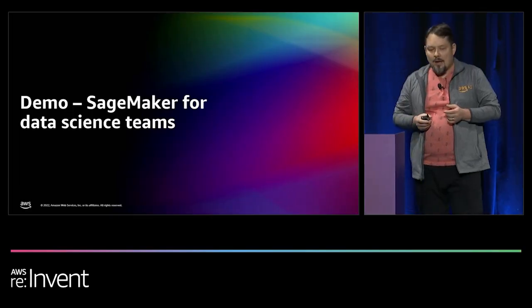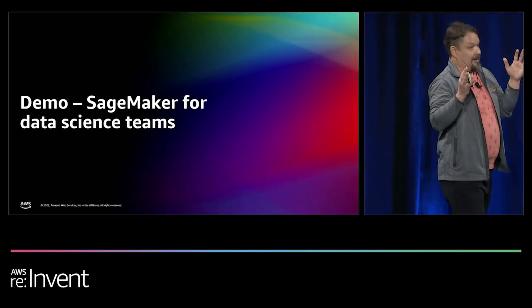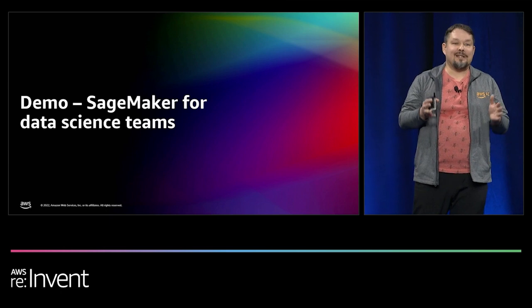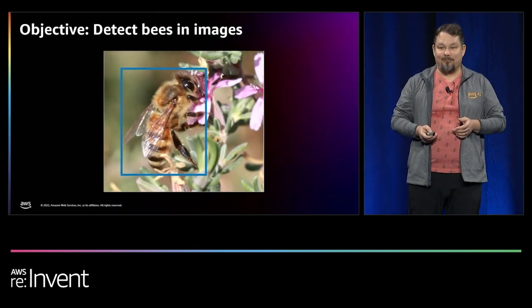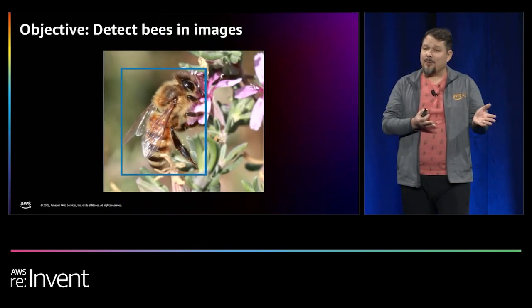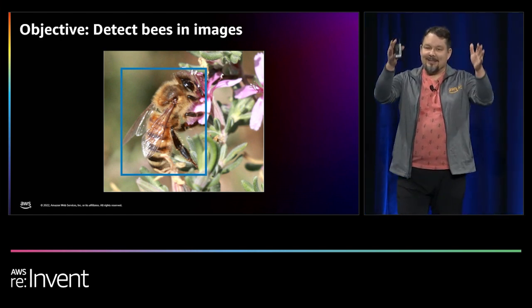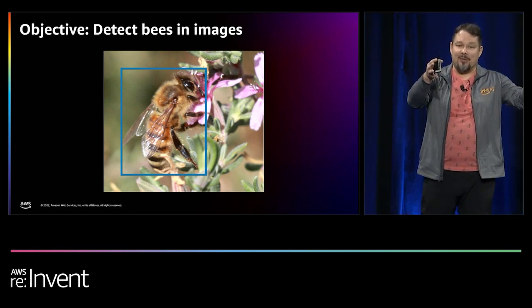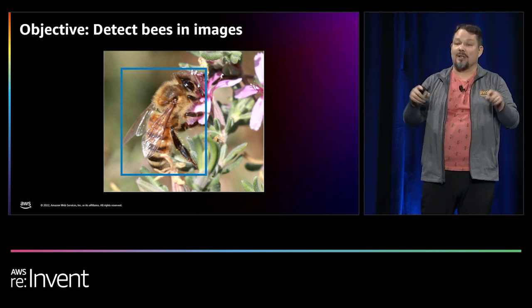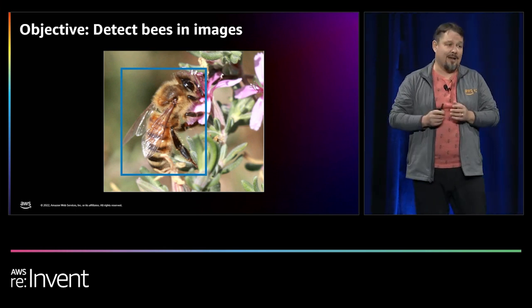Thank you, Kim. So today, for this demo, I'm going to take you from an idea to a working prototype with Amazon SageMaker Studio. We're going to train a machine learning model to detect bees in images, like this one. So we need to not only identify that there is a bee in the image, but of course also the bounding box of where the bee is. And now, why bees, you might ask?